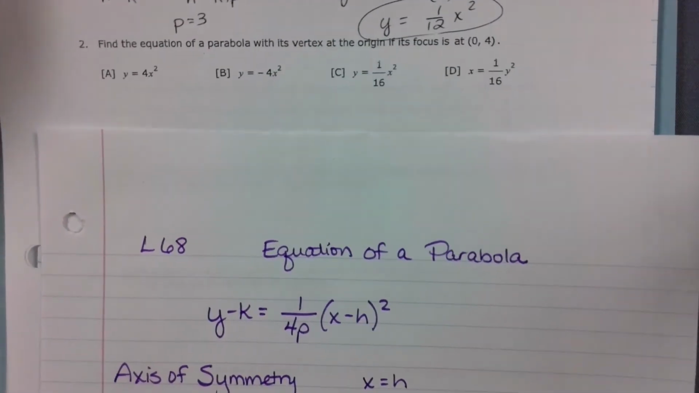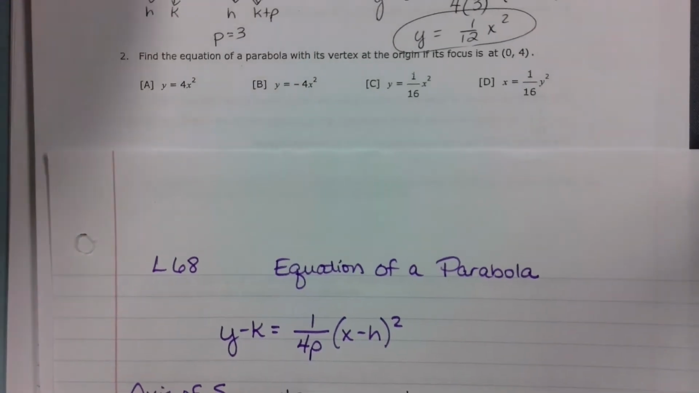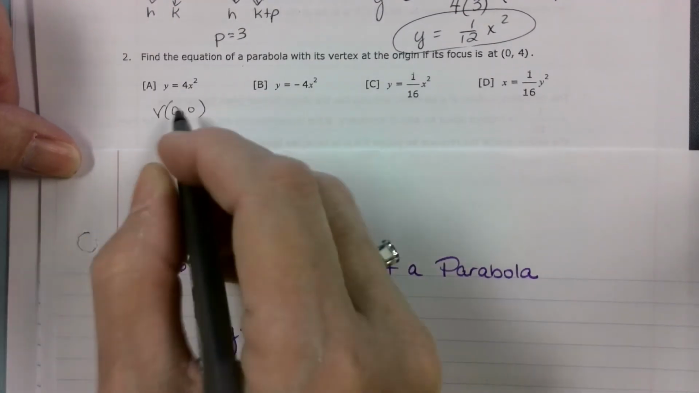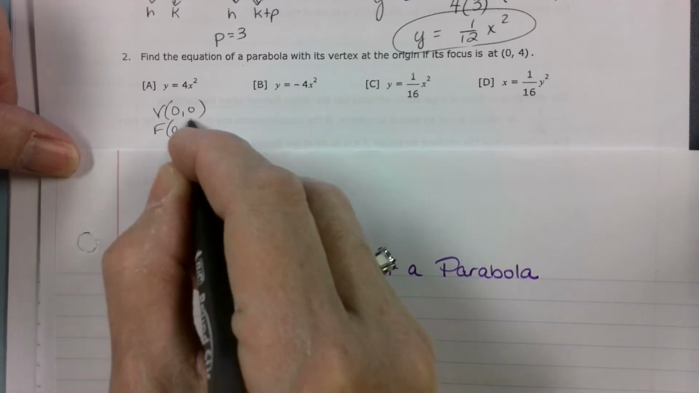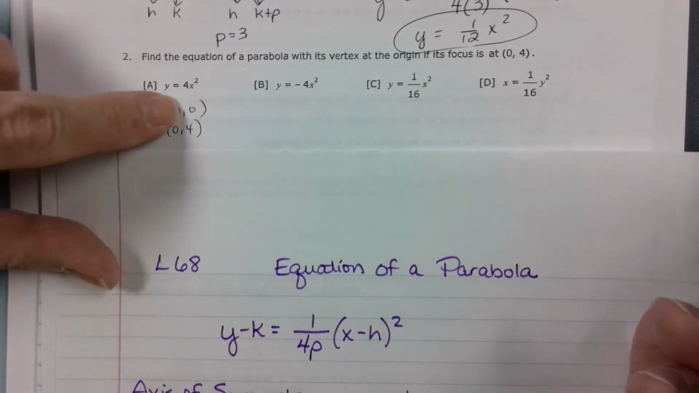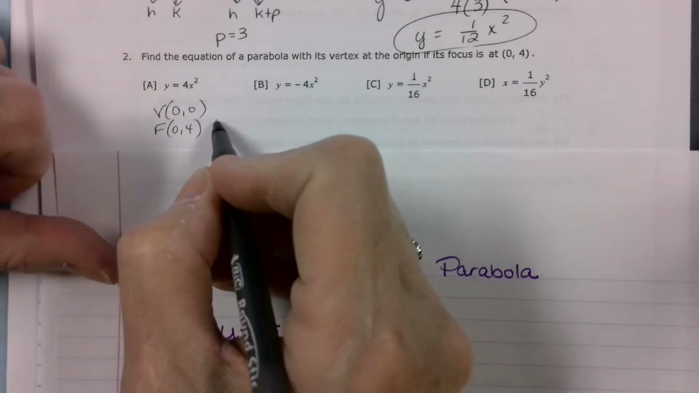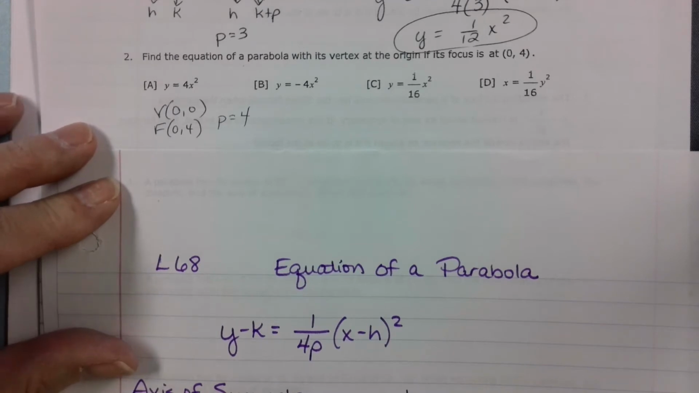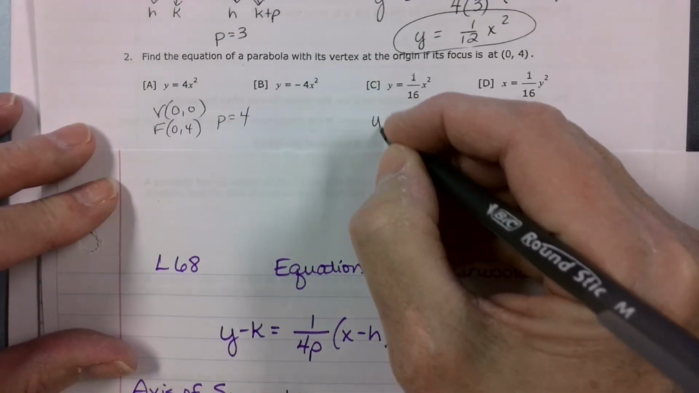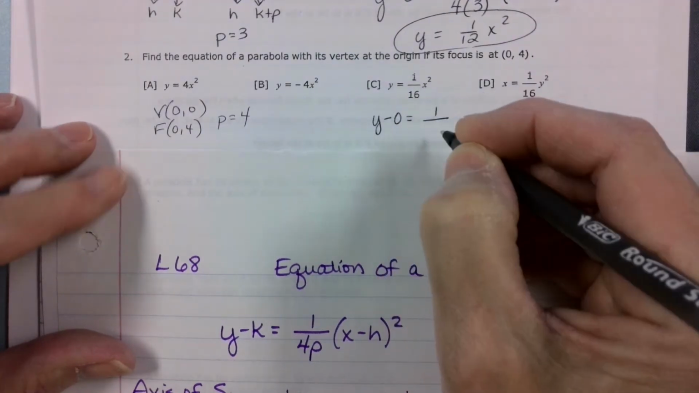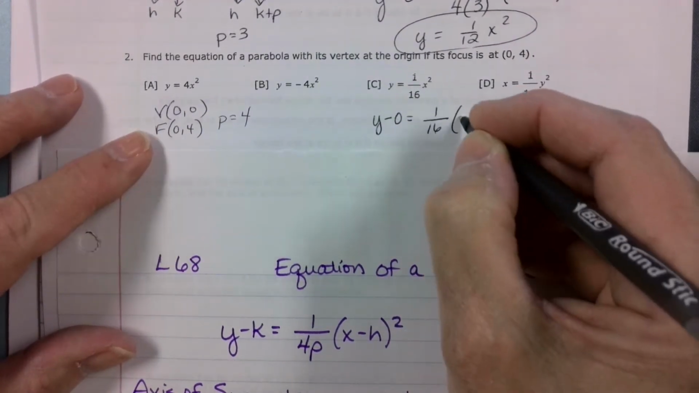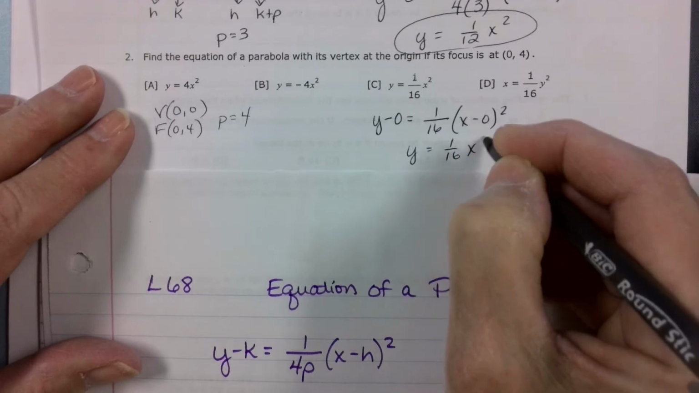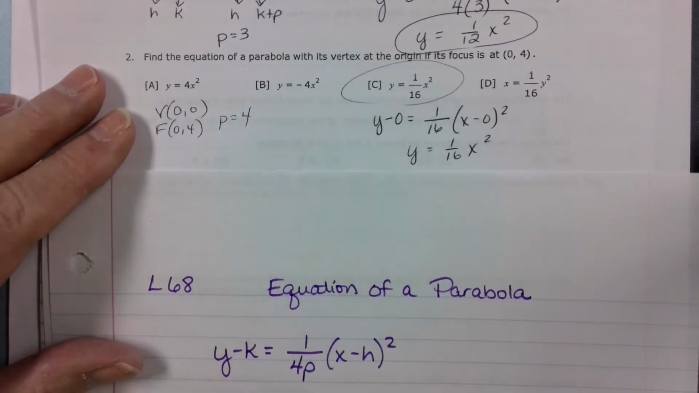Just see if we can use the same process. So our vertex is at the origin, and our focus is at 0, 4. Since I know that k is 0 and that this is h, k plus p, then I know that p is 4. So again, using my equation of a parabola, I know I'll have y minus 0 equals 1 over 4 times p times x minus 0 squared. So of course that's y equals 1/16 x squared.